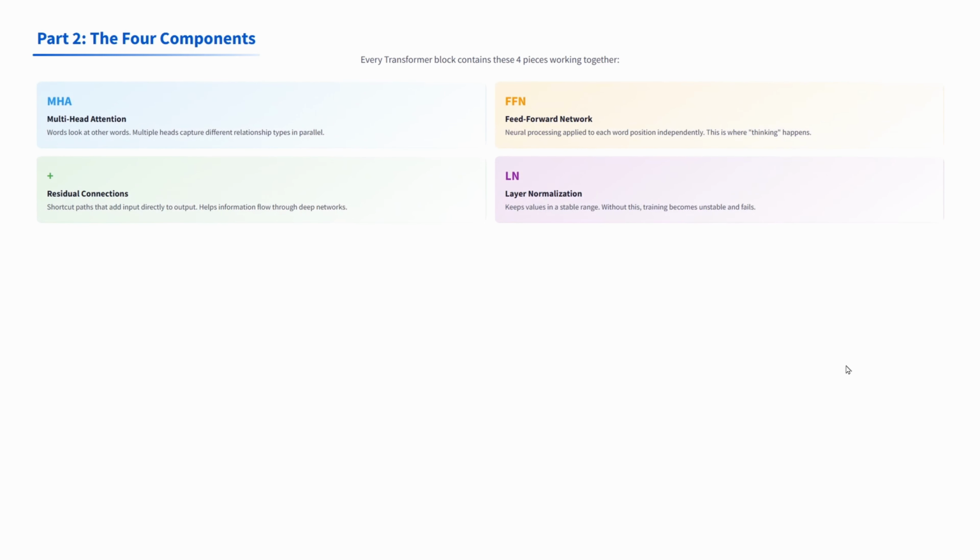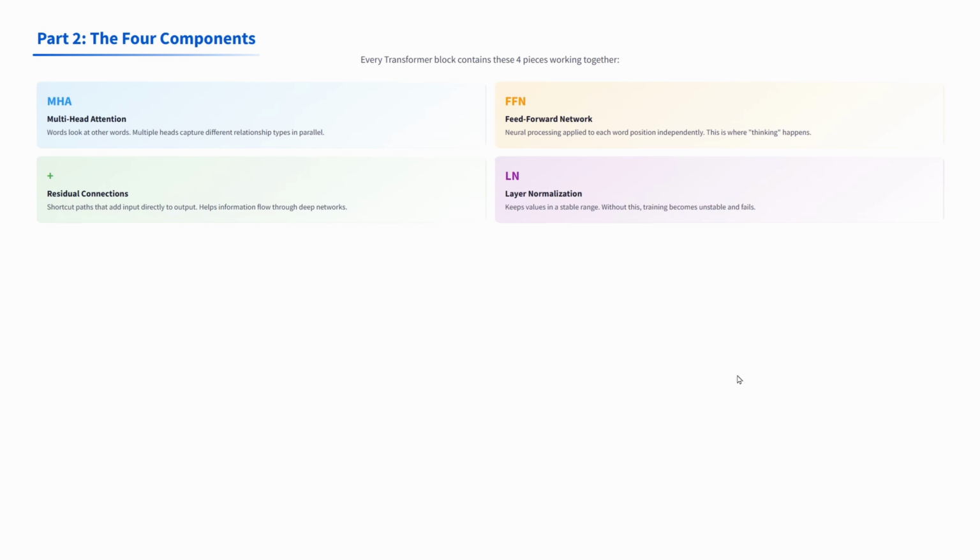Now let's look at what's actually inside each transformer block. Every block contains 4 main pieces working together. First is multi-head attention. This is where words look at other words. The multi-head part means we run several attention mechanisms in parallel, each one focusing on a different type of relationship. Some heads might track grammar, others might track meaning, others might track long-range connections.